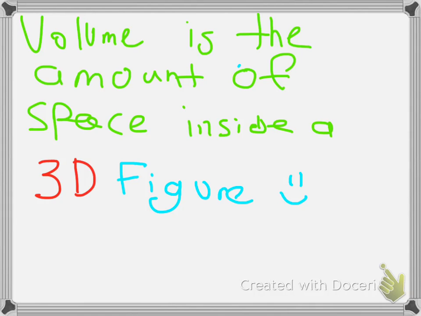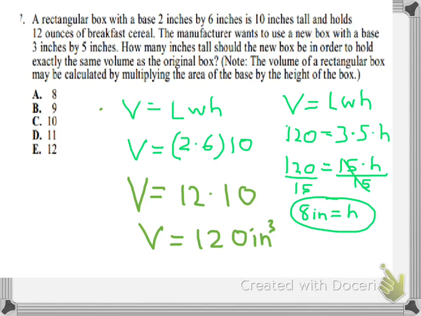Mr. Patel, what is volume? Volume is the amount of space inside a 3D figure. Okay, so here's a teaching problem by yours truly, Vasu.